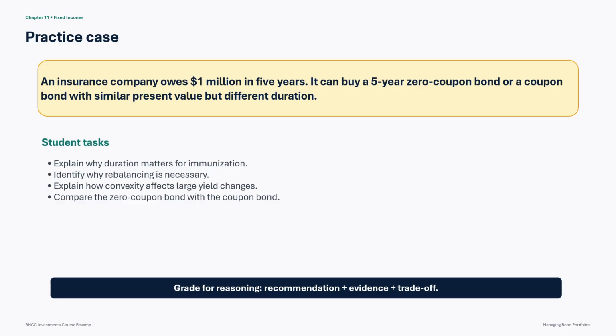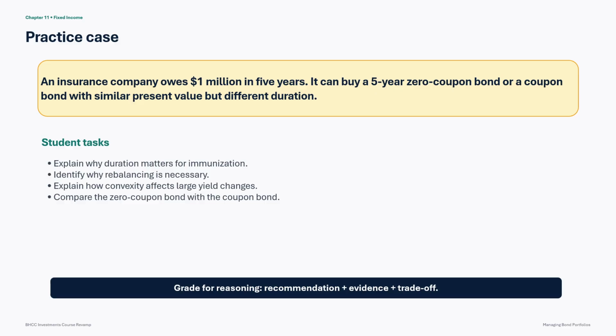Now compare a 5-year coupon bond with the same present value. Its duration will be less than 5 years because some value arrives earlier through coupons. Those early cash flows create reinvestment risk. If rates fall, the coupons may be reinvested at lower rates. The portfolio may not accumulate to the required $1 million unless the asset duration and liability duration are properly matched.